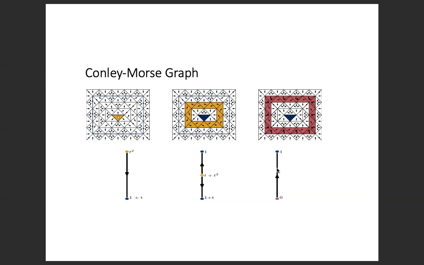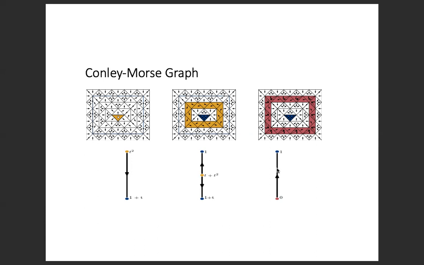So if you have n Morse sets in each graph, and you have n graphs, then you have like n to the n possible ways you can change. So we want to drastically reduce that. And it seems pretty intuitive that we should be able to.